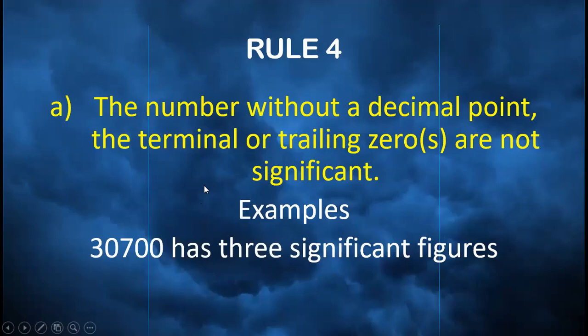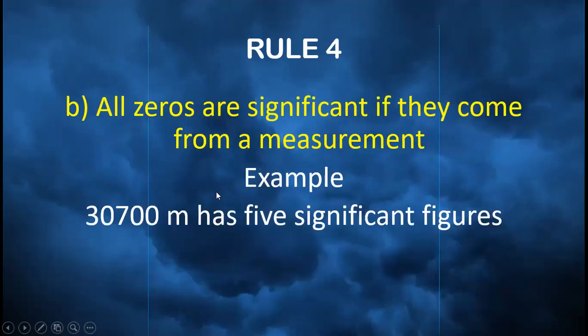Rule number 4: in a number without a decimal point, the terminal or trailing zeros are not significant. Here is a number without a decimal point. The last zeros are called trailing zeros. If the number does not have a decimal point, the trailing zeros are not significant. If it has a decimal point, then these zeros are valid. This number has no decimal point, so the last two zeros are not significant.